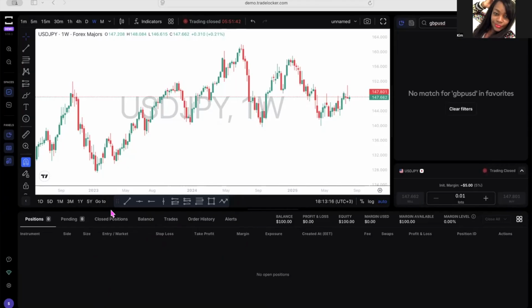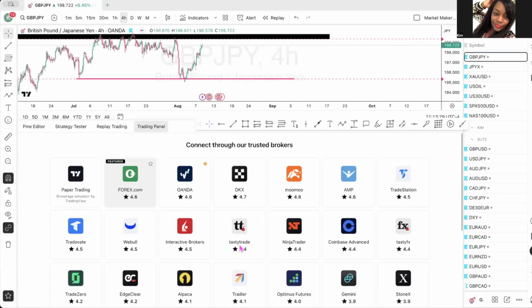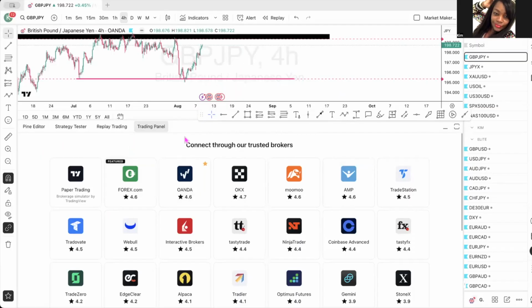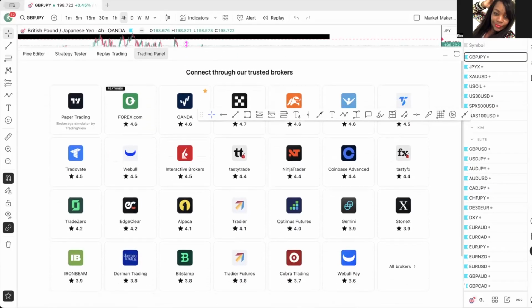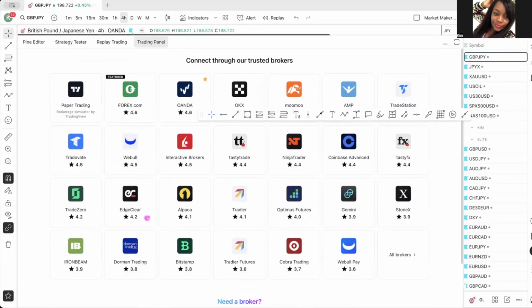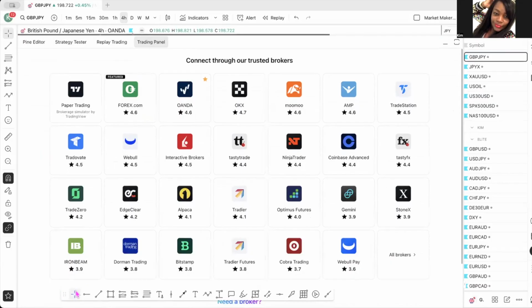Let me just share. Here we go. TradingView. Okay, as you can see here, here are the brokers that TradingView allows you to use.